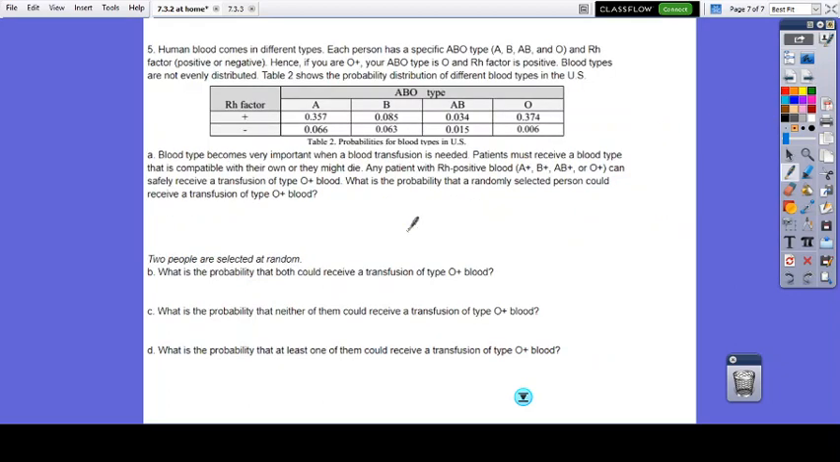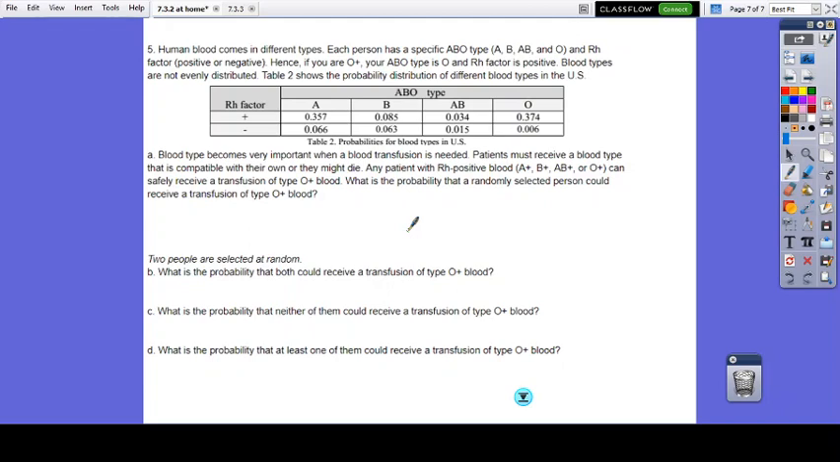So our last one here, human blood, comes in different types. Each person has a specific A, B, or O type. So this is real information here. Learn a little bit of science as you're doing your math. So you can have A, B, AB, or O type blood. And you have an Rh factor, either positive or negative. So hence, if you are O positive, your ABO type is O, and your Rh factor is positive.